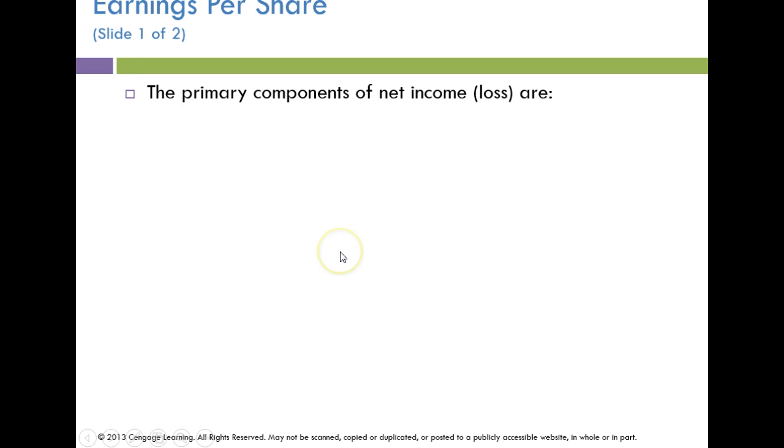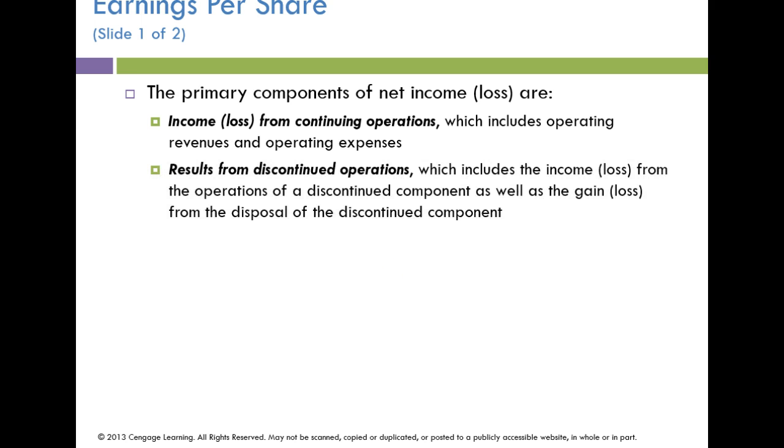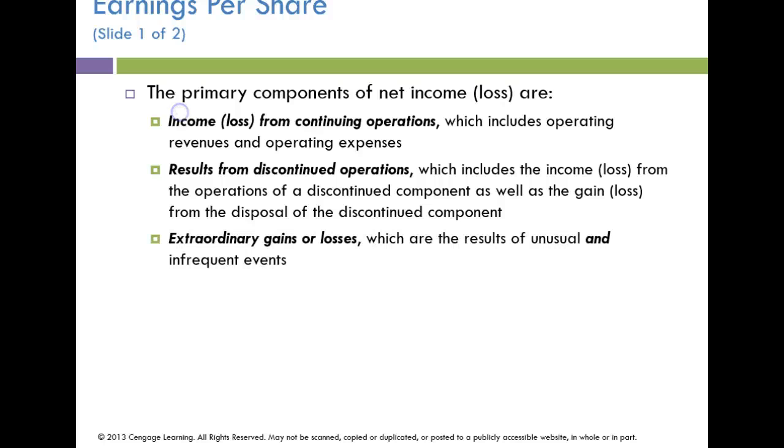The primary components of net income are income from continuing operations. That's the reason we're in business, right? Continuing operations. Results from discontinued operations. You know how when we create a financial statement, those operations that are now ending, we've got to put that on a separate line item. Don't freak out. We'll go over it, okay? Then, extraordinary gains or losses. This might be due to unique situations. Unique sales of things, losses due to acts of nature, right?